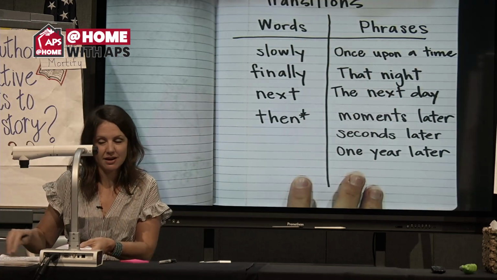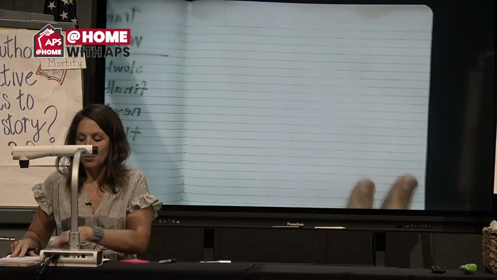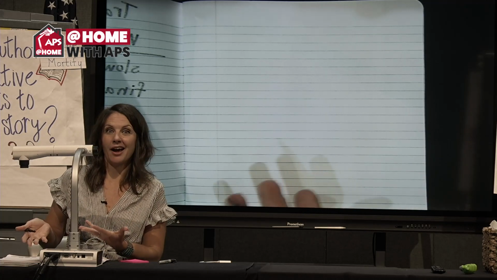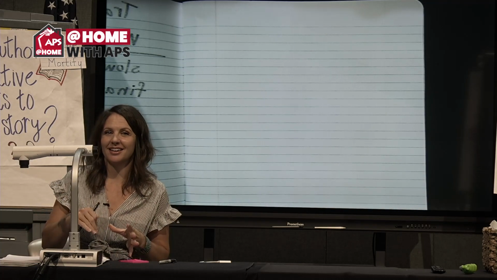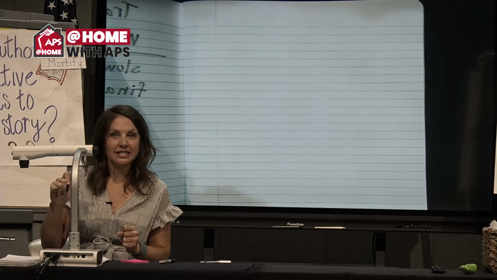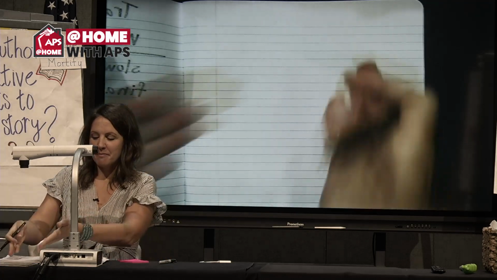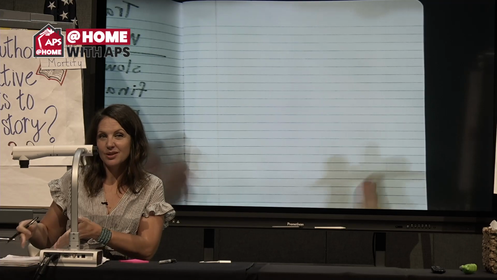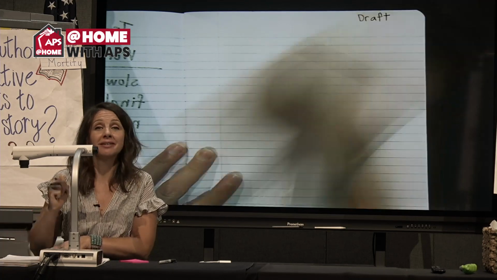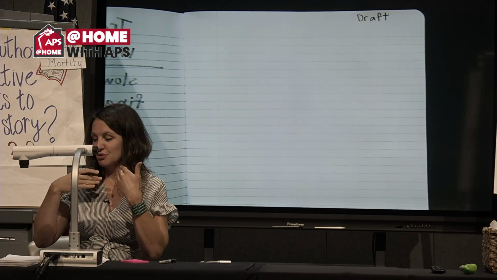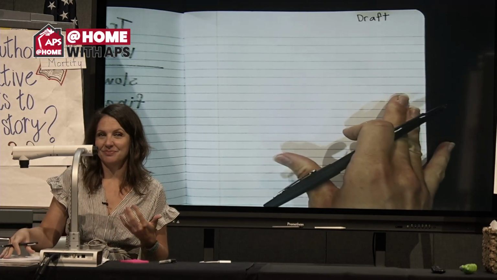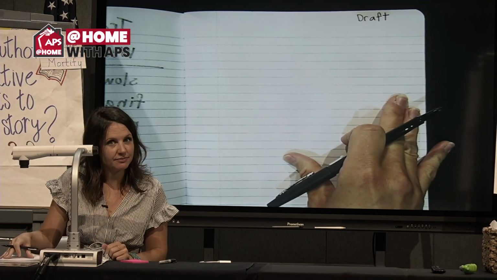I have my transitions to help me. But when I start a new page, it doesn't have to be perfect at all. I can go back and work on my spelling. I can go back and add more detail. But I need to start. So this is going to be called a draft. A draft means, nope, I am not ready to publish it in a book yet. A draft is a beginning. So let's start with our first draft.